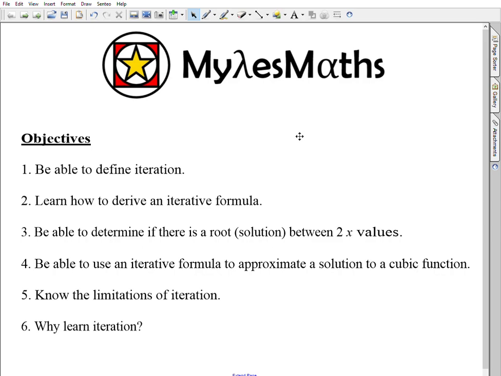Today we're going to be looking at iteration. We're going to look at defining iteration, learn how to derive an iterative formula, be able to determine if there is a root, that is a solution between two particular x values, be able to use an iterative formula to approximate a solution to a cubic function, know the limitations of iteration, and learn why we actually learn this in the first place.